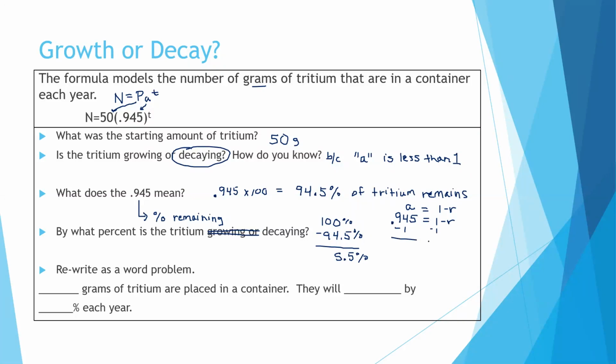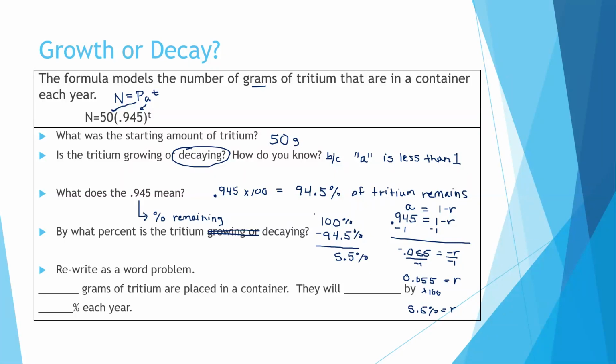So I subtract 1 from both sides, and I get negative 0.055 equals negative R. Divide both sides by negative 1, and that gives me R equals 0.055. And then I can multiply by 100 to change it to a percent. So the R is 5.5%. So the algebra is kind of the long way to do the problem, but it always works.